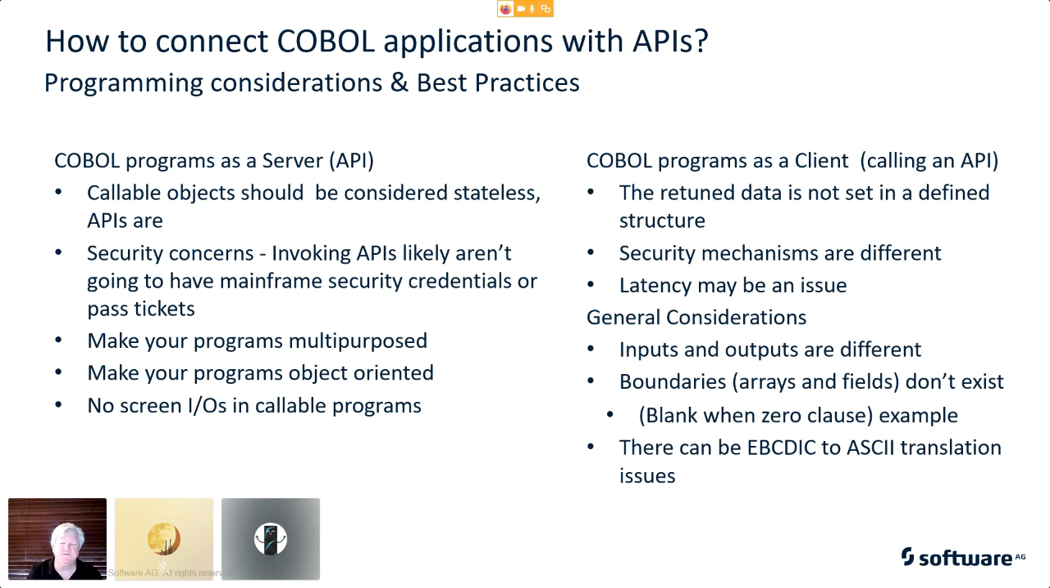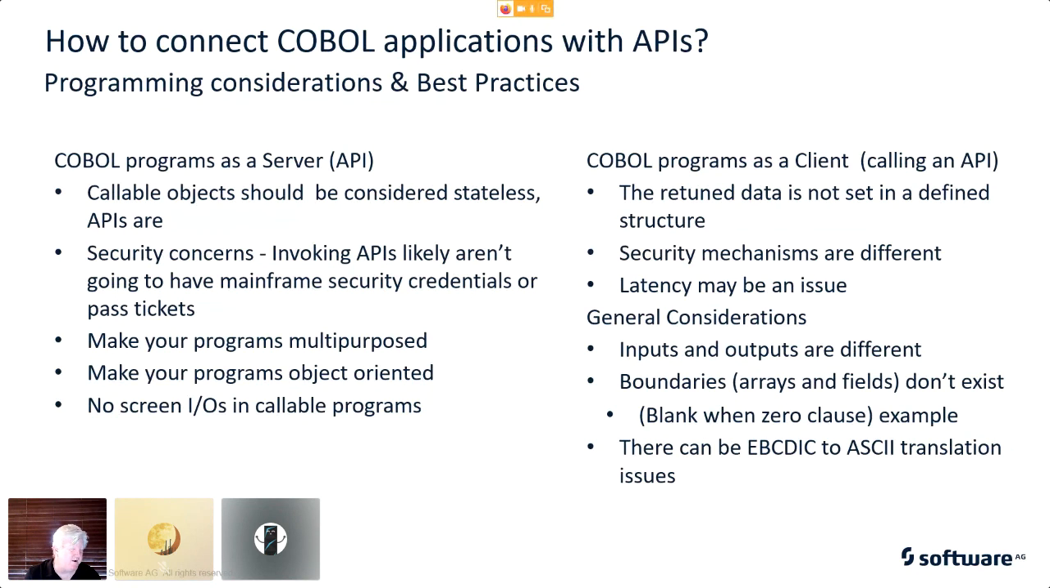And then just general considerations. Typically, when we think about the linkage section of a COBOL program, everything's input and output for the most part. I mean, we can do it the other way, but inputs and outputs are different. They're expecting a simple input and potentially a more flexible output. And again, boundaries don't exist in arrays.